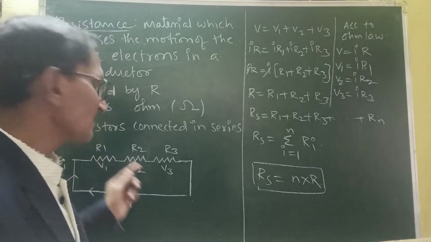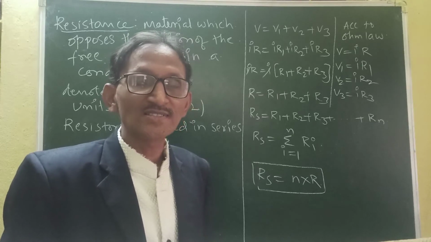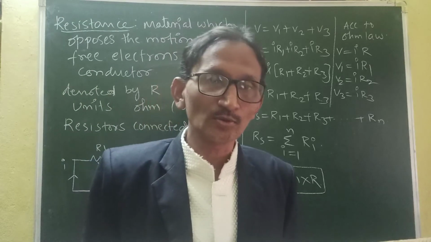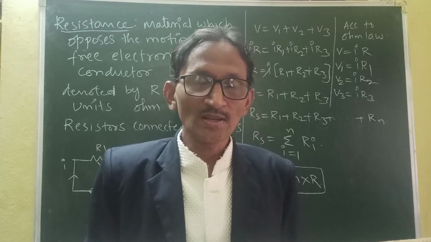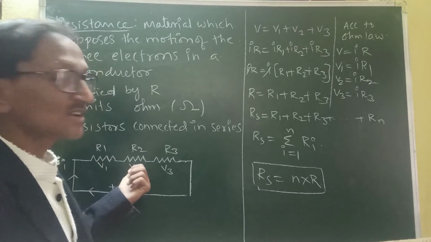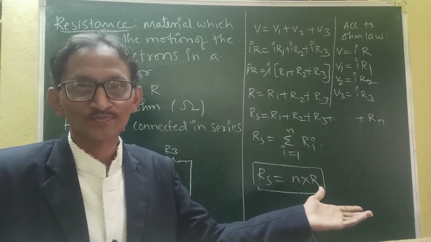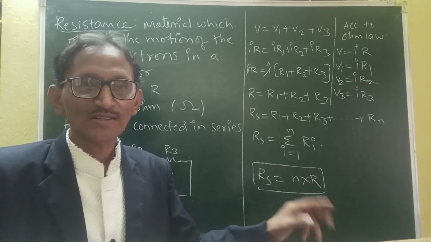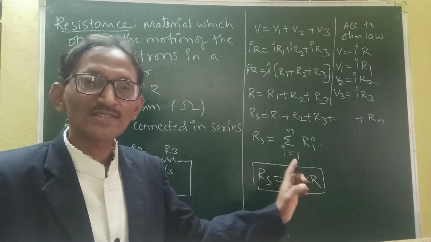Suppose I take 3 resistors of 2 ohms each connected in series. R1 is equal to 2 ohms, R2 is equal to 2 ohms, R3 is also 2 ohms. They are connected in series. Then what is the total resistance? It is 2 ohms plus 2 ohms plus 2 ohms. Altogether 3 resistors are there with 2 ohms each, then 3 twos are 6. So n is equal to 3 and each resistor is of 2 ohms, so it is 6 ohms.